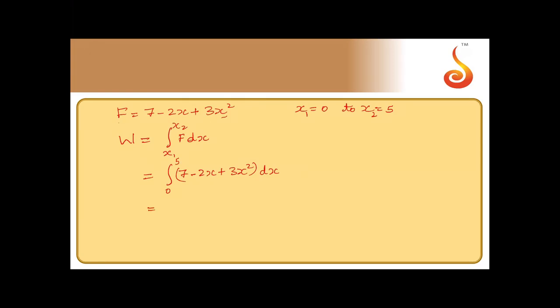So that is equal to, integrate this, 7x minus 2x integration is x square plus this will be x cube from 0 to 5. So substitute 5 here, it will be 35 minus 25 plus 125. If we substitute 0, you will get 0 anyways. So that will be equal to 135 joule. That is option D.